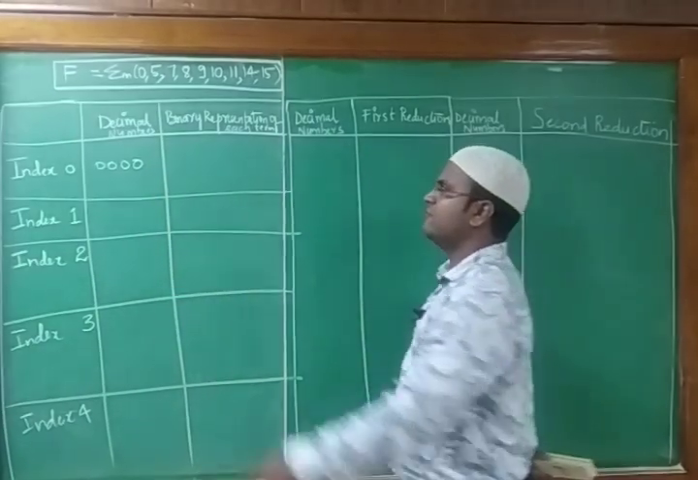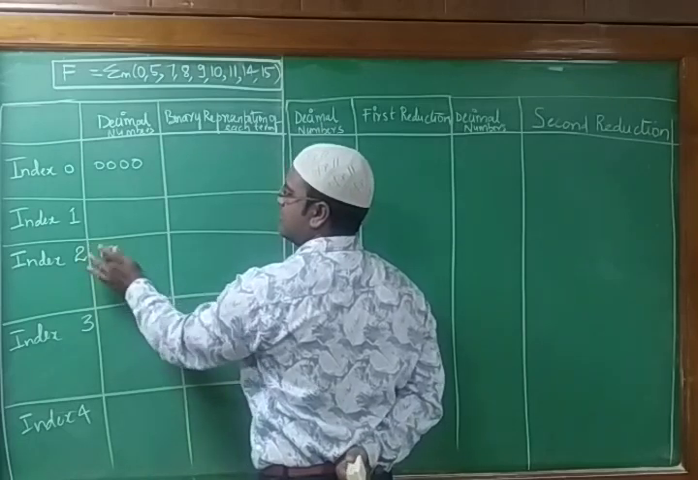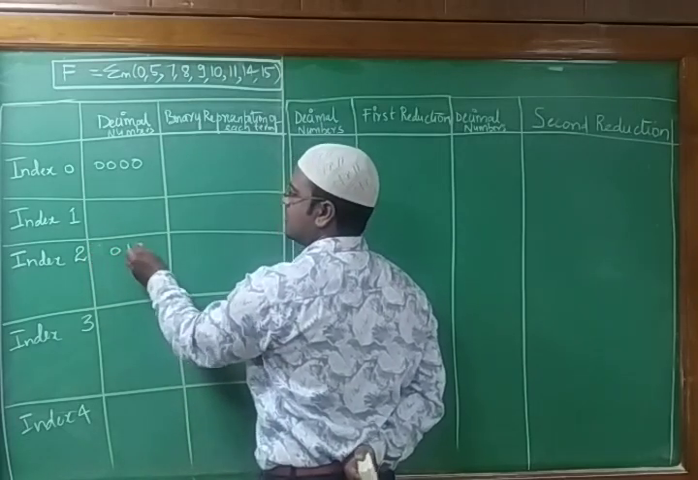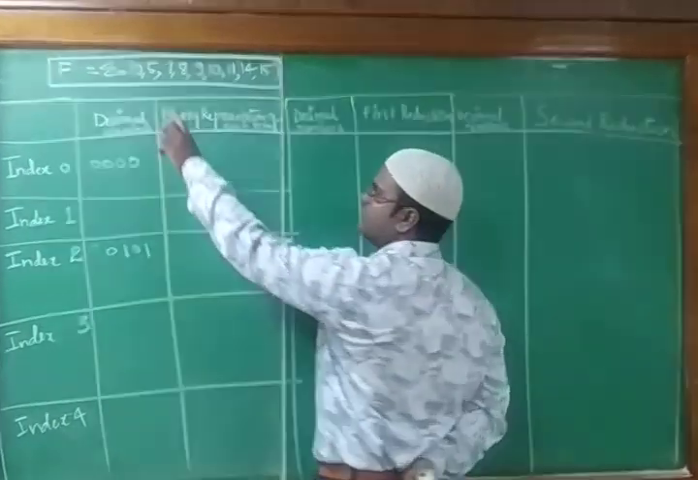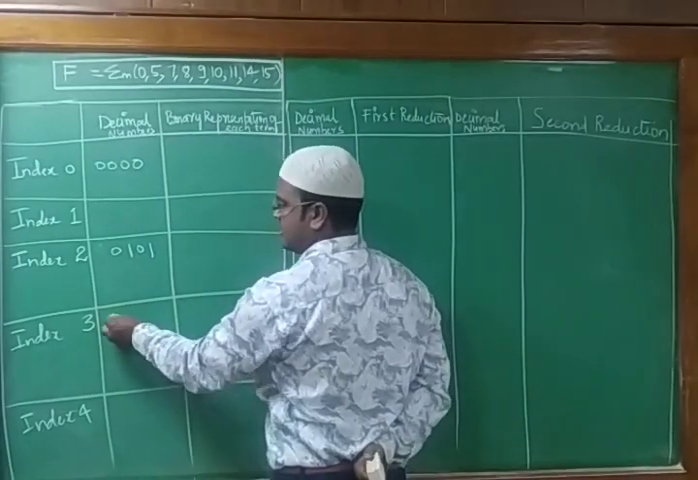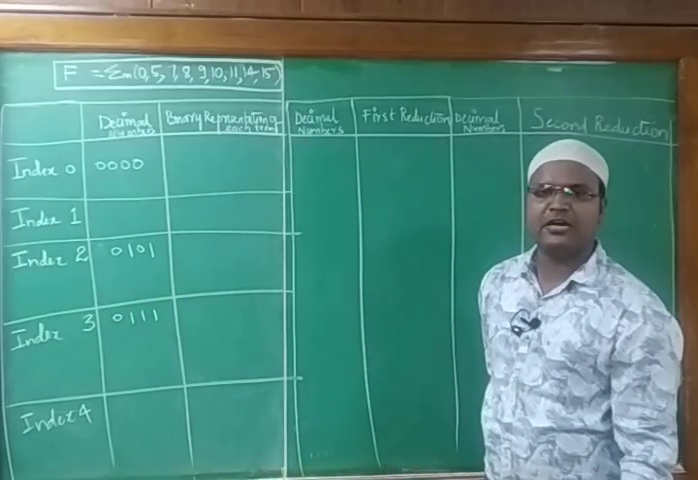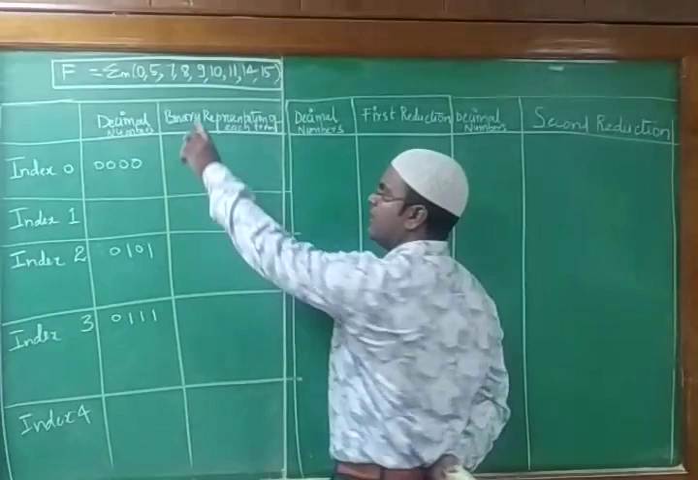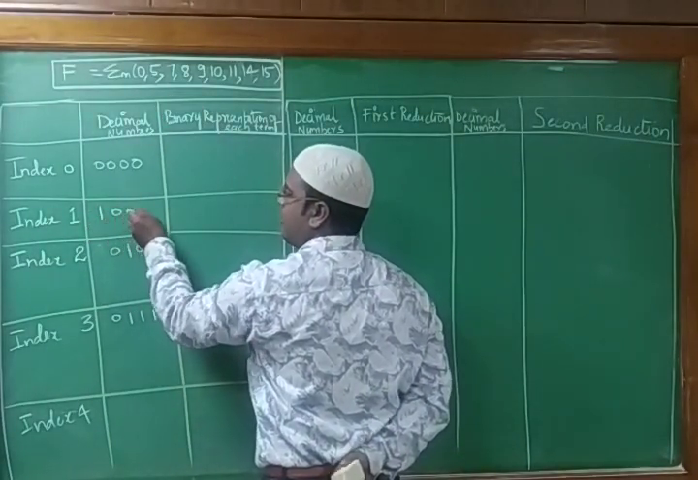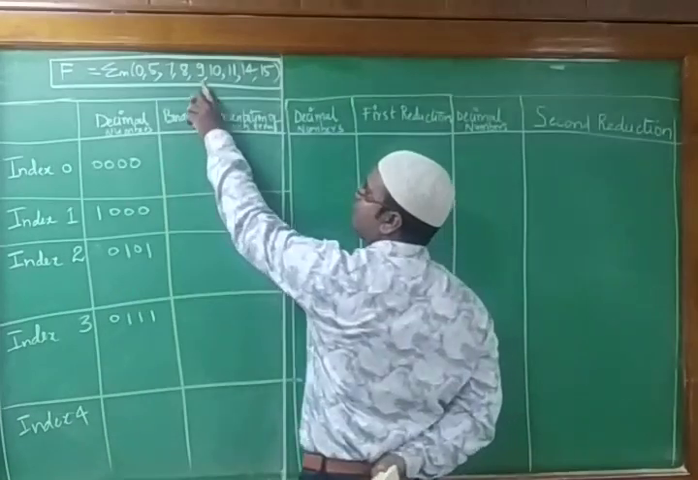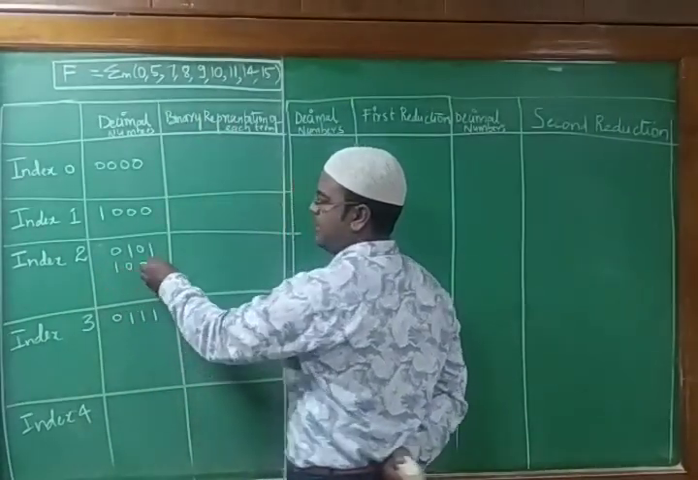Similarly, how do I write 5? I can go with index 2: 0, 1, 0, 1. So 4 plus 1 makes 5. Likewise, for 7, it comes under index 3: 0, 1, 1, 1. So 4 plus 2 plus 1 makes 7. Similarly, 8 comes under index 1: 1 with all zeros. Likewise, 9 would be index 2, so 8 plus 1 makes 9.